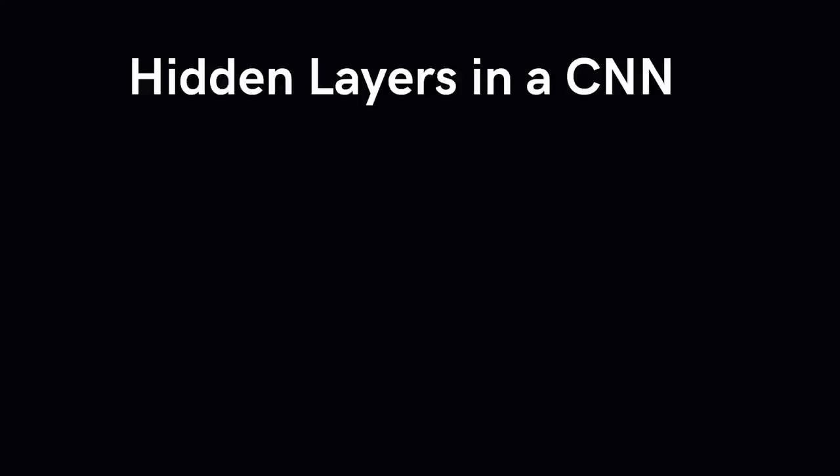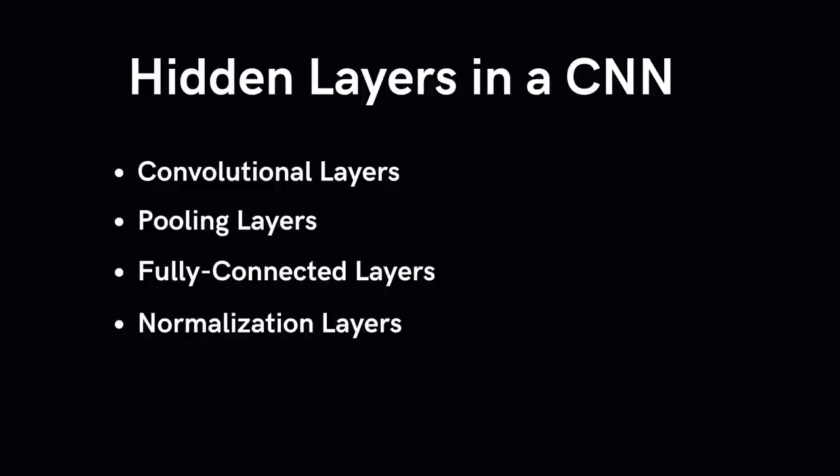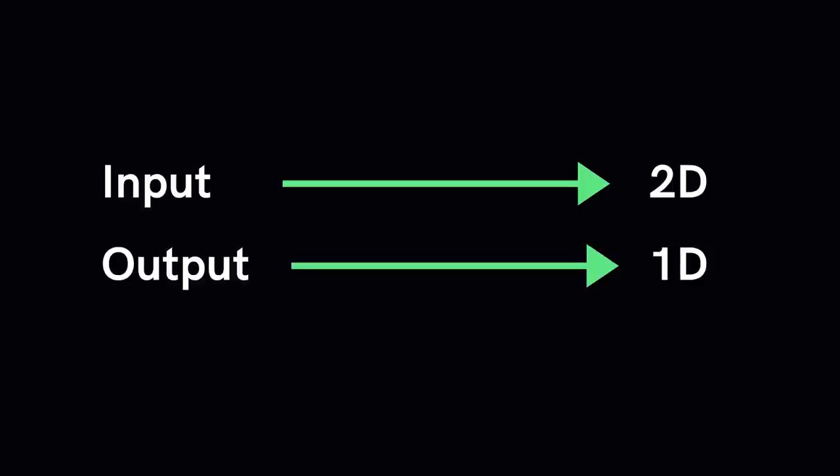CNNs derive their names from the type of hidden layers it consists of. The hidden layers of a CNN typically consist of convolutional layers, pooling layers, fully connected layers, and normalization layers. This means that instead of traditional activation functions we use in feed-forward neural networks, convolution and pooling functions are used instead. More often than not, the input of a CNN is typically a two-dimensional array of neurons which correspond to the pixels of an image, for example, if you're doing image classification. The output layer is typically one-dimensional.